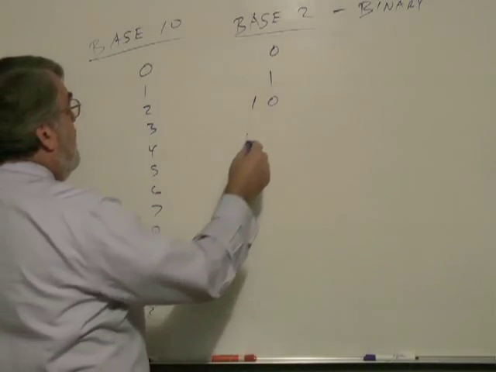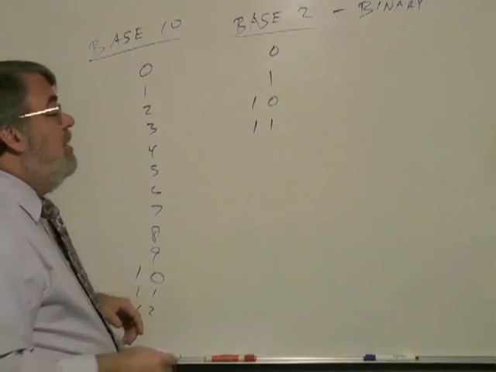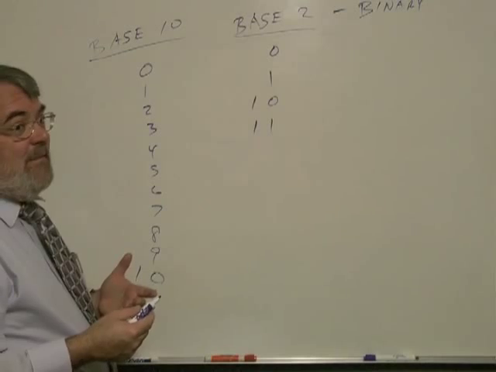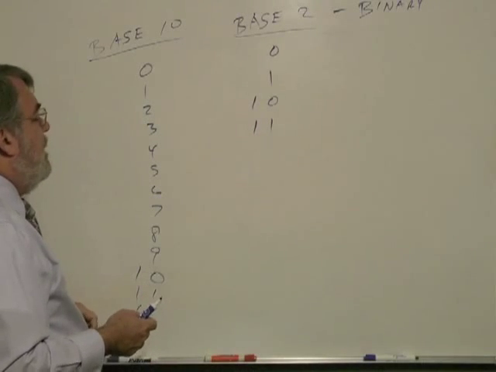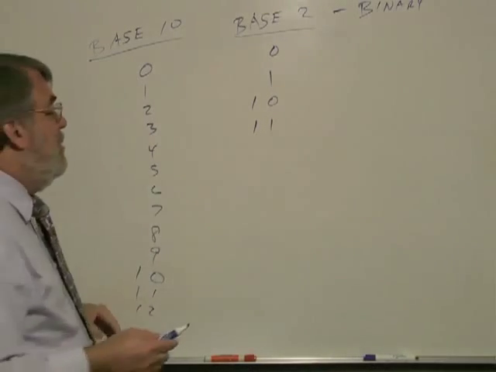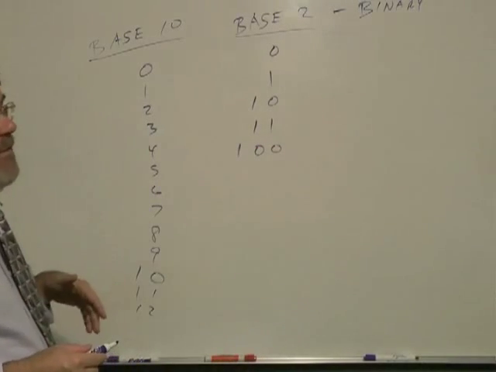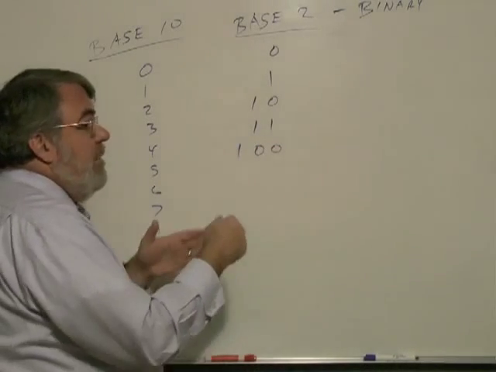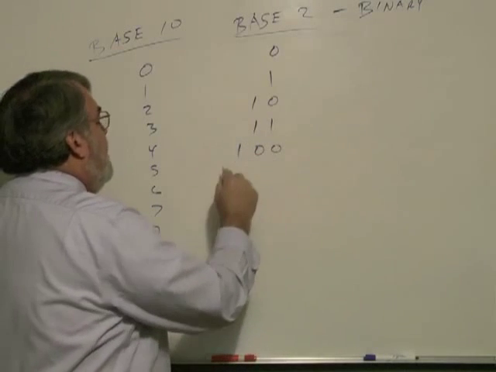Now I can add 1 to this and get 1, 1. I know that looks like 11, but it's not. It's 1, 1 in base 2. I've run out of digits again, so now I have to create a third place. 1, 0, 0. So now it jumps to what appears to be 100. I'll keep counting here. 4 is 1, 0, 0.